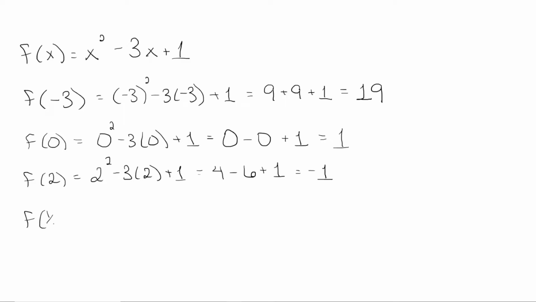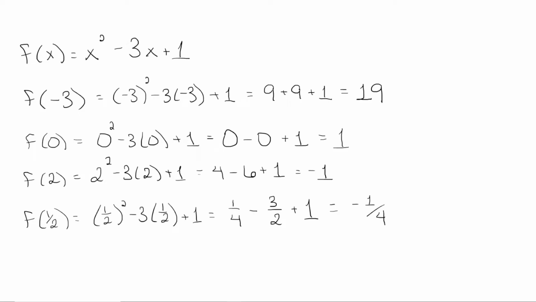We could also look at fractions. We could do something like f of 1/2. In this case, we have 1/2 squared minus 3 times 1/2 plus 1. 1/2 times 1/2 is 1/4, minus 3 over 2 plus 1. And if you simplify this, you get negative 1/4. So inputting 1/2 gives an output of negative 1/4.